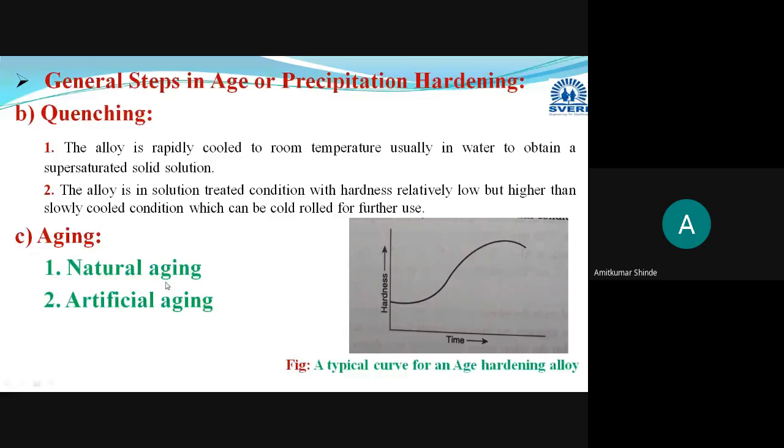And in natural aging, what will happen is there is no need to perform heating and quenching process. Just this aging will be there.